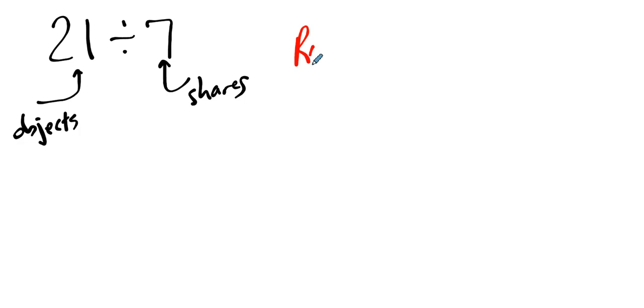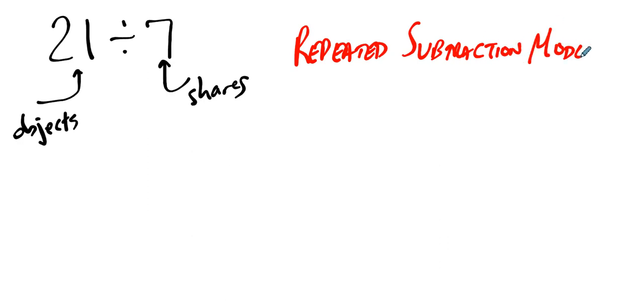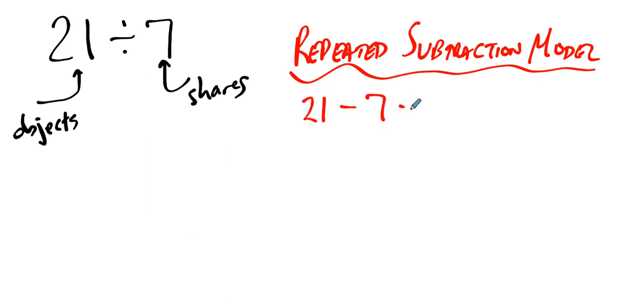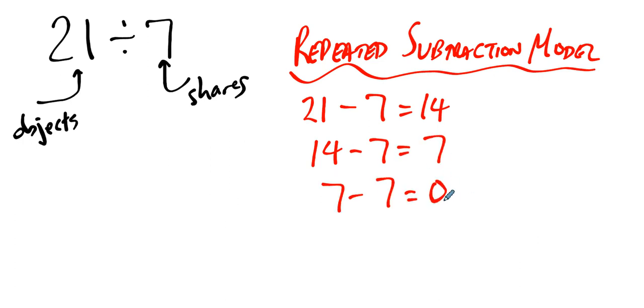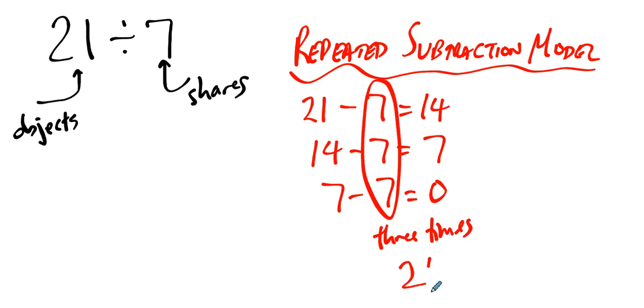So we could talk about the repeated subtraction model, because maybe division is hard for your student, but subtraction isn't. We can take 7 away from 21, and then we can take 7 away from that, and then we can take 7 away from that, and now we're out of cookies. So how many times did we do that? We did that 3 times. So 21 divided by 7 is 3. This is the repeated subtraction model.